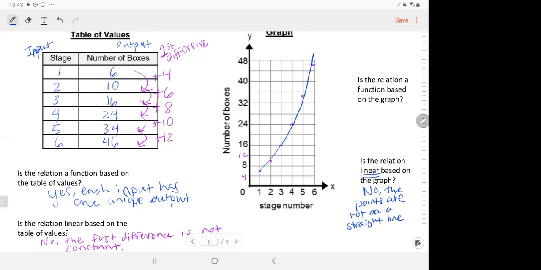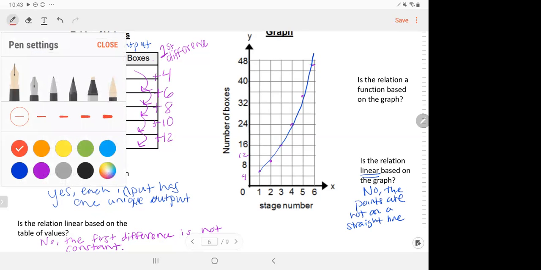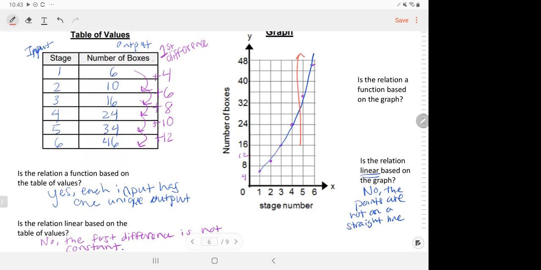But is the relation a function based on the graph? So when we are trying to tell if a function is based on a graph, remember we have that vertical line test. So I can draw a vertical line here, just straight up and down. And if I were to move that vertical line anywhere to the left or anywhere to the right, it would still only hit 1 point on that graph. So yes, because of the vertical line test.